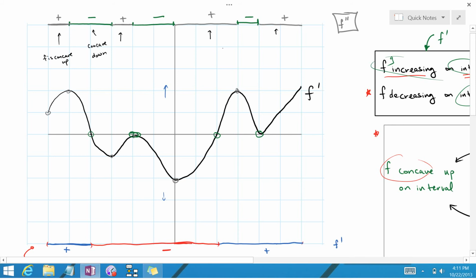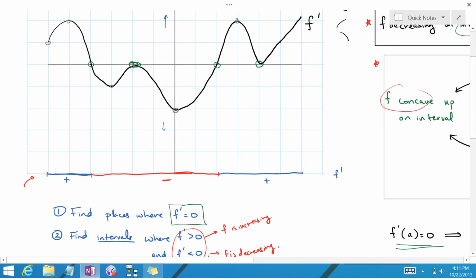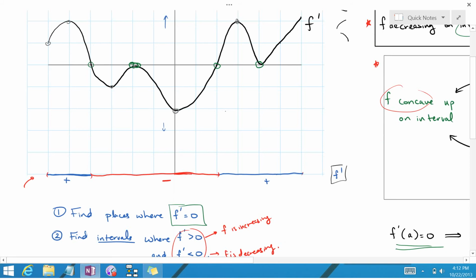Now, concave up doesn't mean you're increasing. It means you either look like this if you're increasing, or you can look like this if you're decreasing. Concave down means that you look like this if you're increasing, and you look like this if you're decreasing. So you can be increasing or decreasing. Concavity has nothing to do with whether you're increasing or decreasing. In order to figure that out, you got to look at the sign of f prime. You got to tell, is f prime positive or negative? And that's what these intervals are for. These blue intervals here are where f is getting bigger. It's increasing.